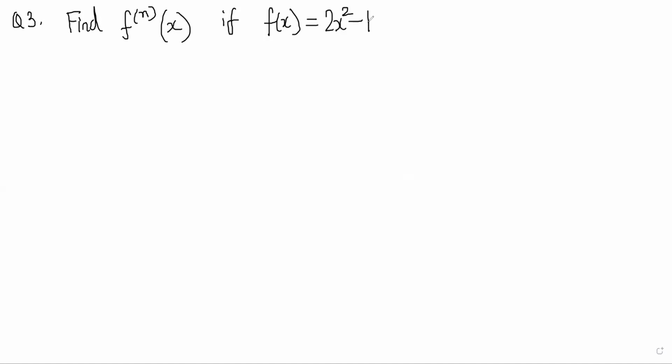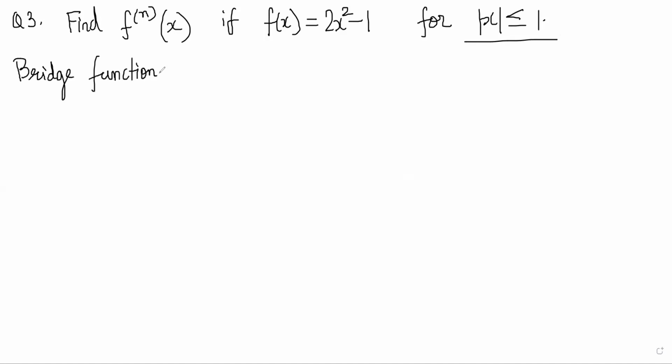So question number 3 is: find f of n of x if f of x is equal to 2x square minus 1 for mod of x less than or equal to 1. So in this question, we are going to introduce the method of bridge functions. So first of all, what are bridge functions? We are going to apply a definition here.